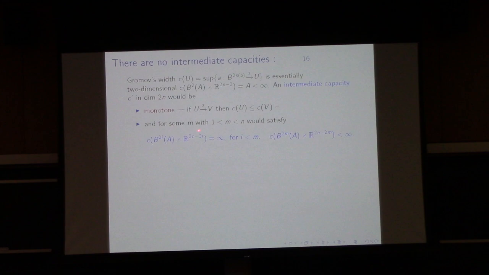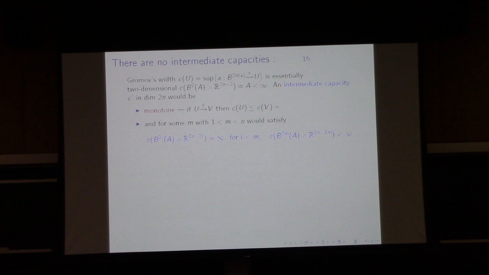It's meant to be some m, such that for i less than m, anything of this shape would be infinite. So if this is finite in 2i directions when i is less than m, it would be infinite on such a region. But on this kind of region, which is finite in 2m directions, that's meant to have a finite capacity. That would be meant by an intermediate capacity.